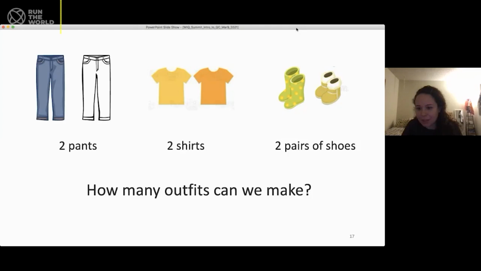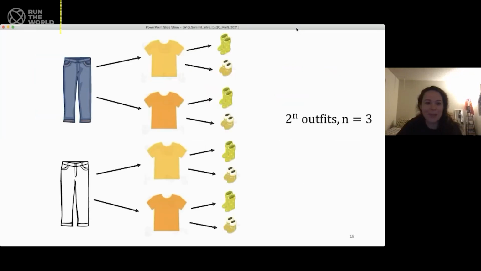Okay, I'm seeing some different answers. Okay, seems like people have a pretty good handle on it. Yep, so I wrote out the solution because it's such a simple example. So here's all of the different outfits we can make. So many people pointed out it's 2 to the n outfits where n equals 3. So for each pair of pants, we have 2 different shirts we can try, and then for each one of those combinations, there's additionally 2 pairs of shoes we can try. So this is how we can build up all these different solutions.